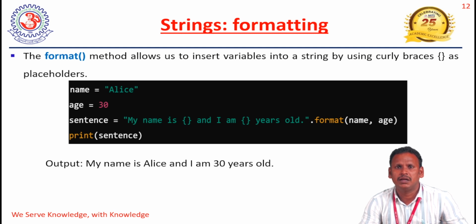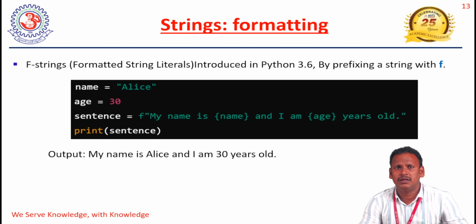So name comma age. My name is, in the first placeholder, will be replaced with the name variable, whatever the name is having. And in the second placeholder, before years, it will be replaced with the age. So the resultant output is: my name is Alice, because name is having Alice, and I am 30 years old, because age is having 30. So this is one way.